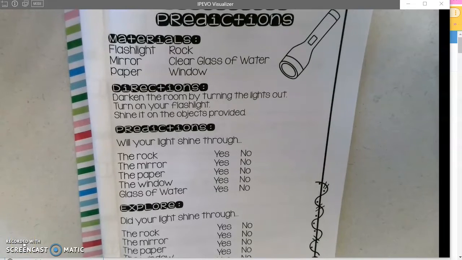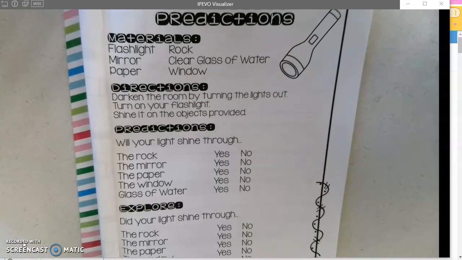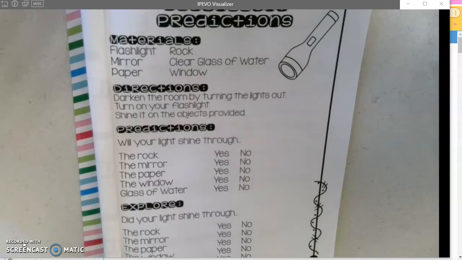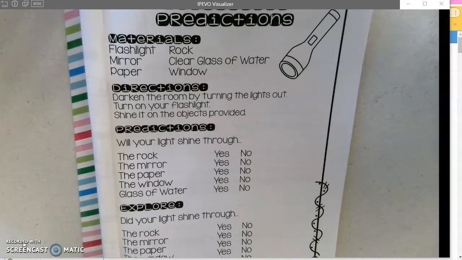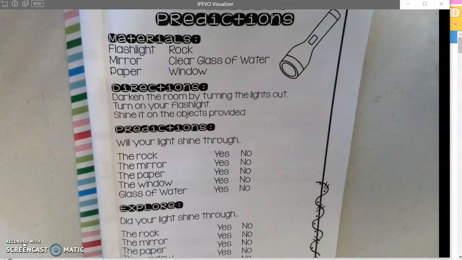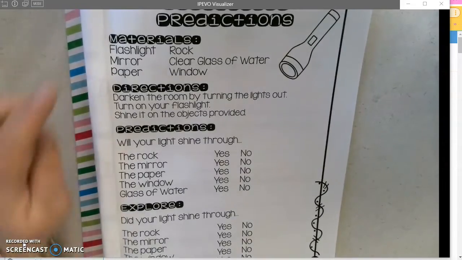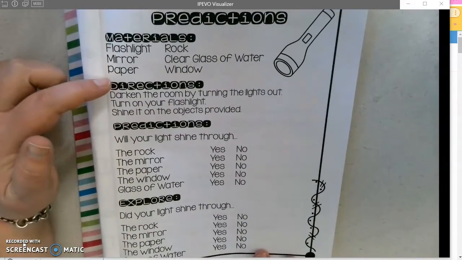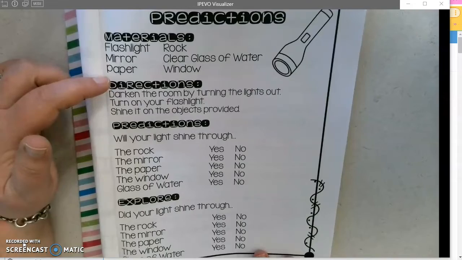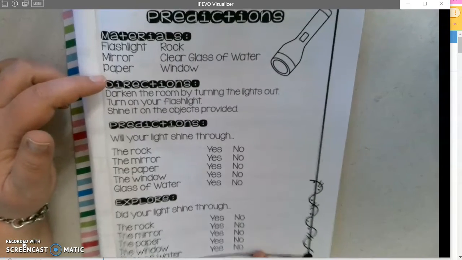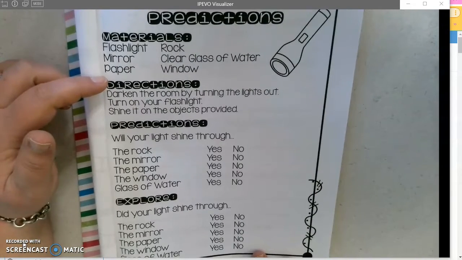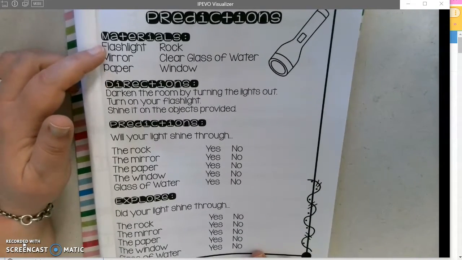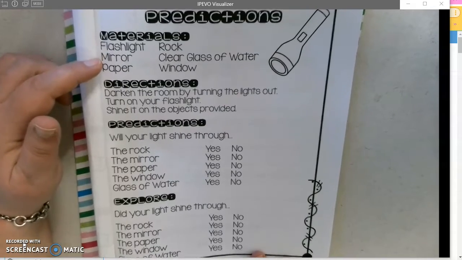Today for science, we're going to be using a flashlight and some other materials to see what types of things light is able to pass through and what types of things light is not able to pass through. So here are the materials that you're going to need. You should be able to find these at your house without a problem. It doesn't matter what type of flashlight it is, even if it's a phone flashlight, that will work too.